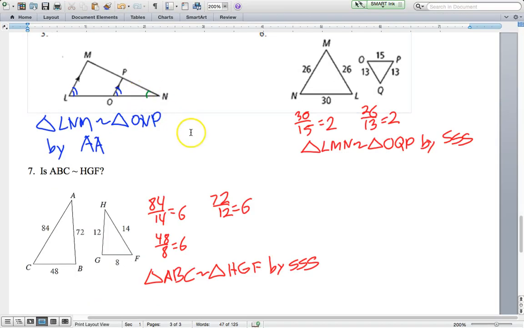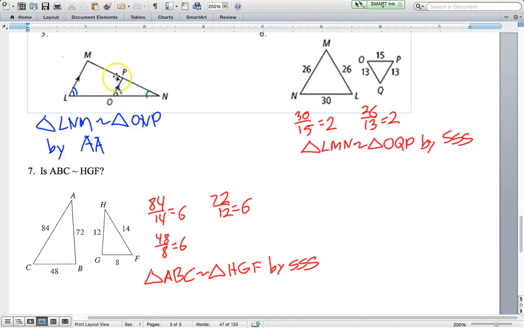Alright, so right here on number 3, it's a little bit tricky. You've got to know that because these lines are parallel, angle L and angle O are congruent because they're corresponding angles. They're both in the same location at the intersection of the parallel line and the transversal. They're below the parallel line and above the transversal, so in that same spot at each intersection. So they're corresponding, which means they're congruent. That was one tricky thing you had to know.